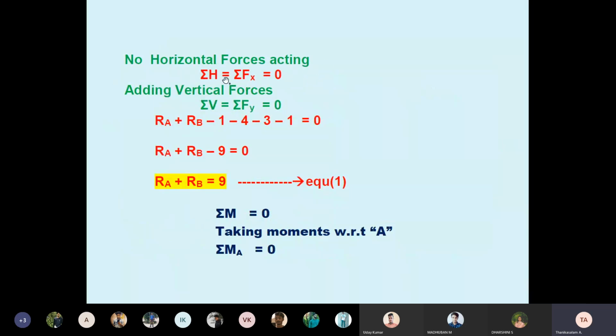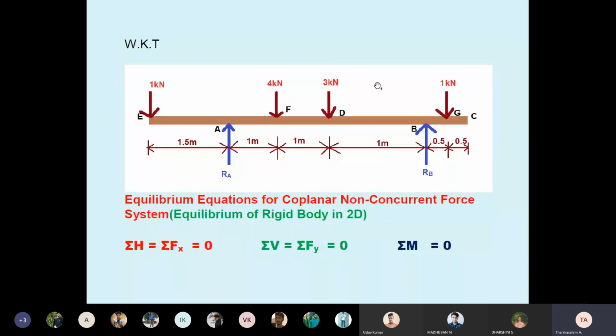Okay, now see the vertical force. What is the vertical? Positive. Vertical upward direction positive, vertical downward direction negative. So RA plus RB minus 1, minus 4, minus 3, minus 1.